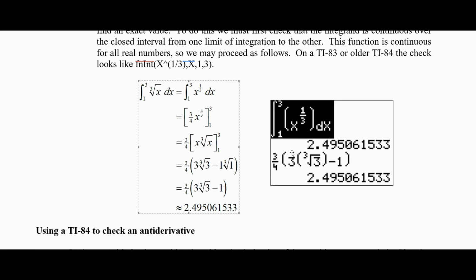If we type that in a calculator like I did over here, we get this decimal approximation, 2.495061533, as far as that calculator will go. In fact, we can check that on a TI-84 by doing math 9, and it will get this symbol here.